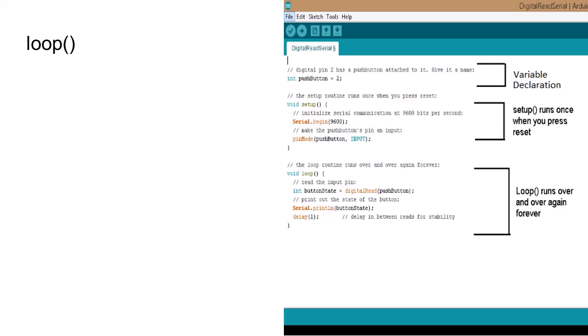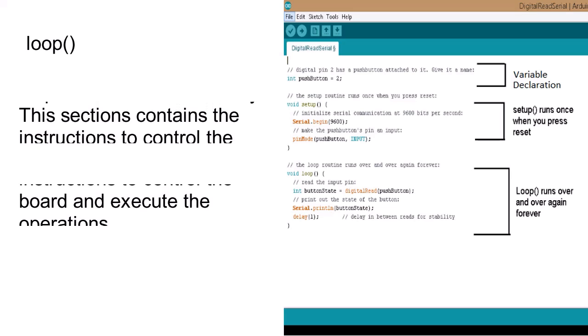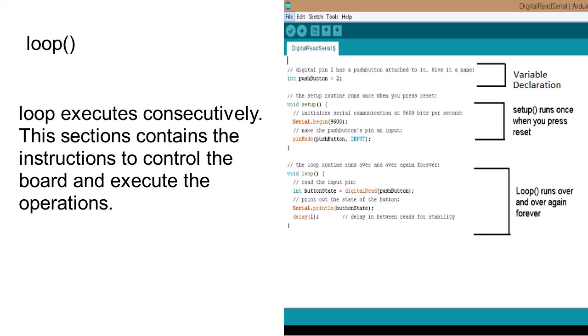After creating a setup function which initializes and sets the initial value, the loop function does precisely what its name suggests. It loops consecutively, allowing your program to change and respond. It is used to actively control the Arduino board.